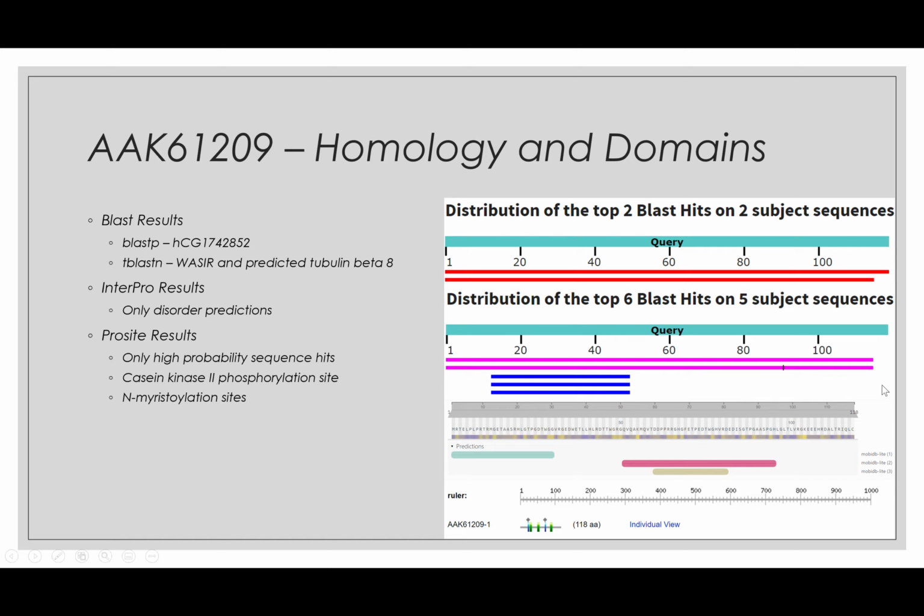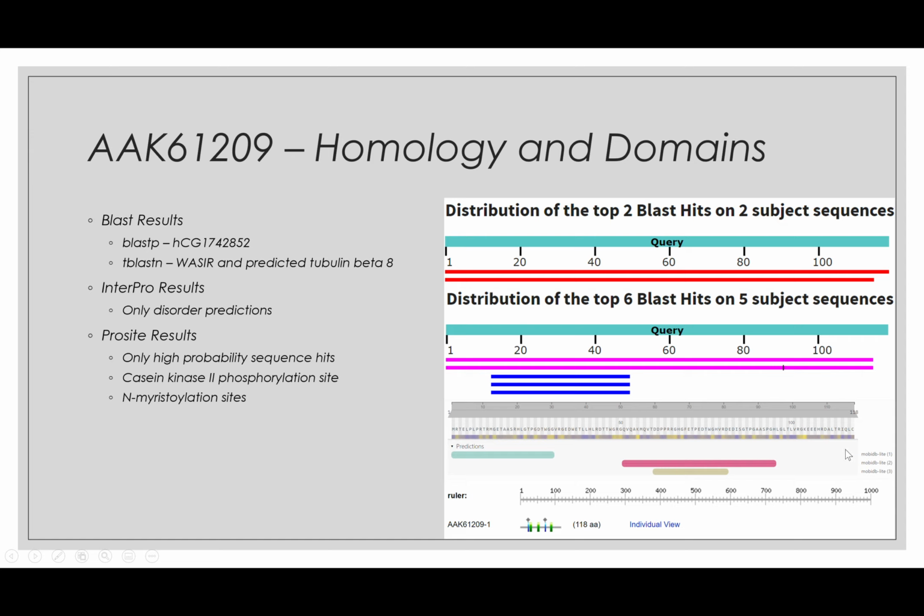The T-BLAST-N returned WASIR1, WASIR2, and 3 different predicted tubulin beta 8s, but they only had 33% query cover, as you can see down here, the small blue bars, and they had lower scores. So they definitely are not as strong homology predictions as the WASIR genes.